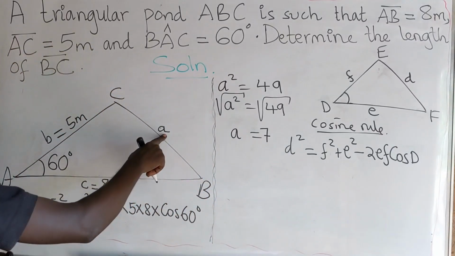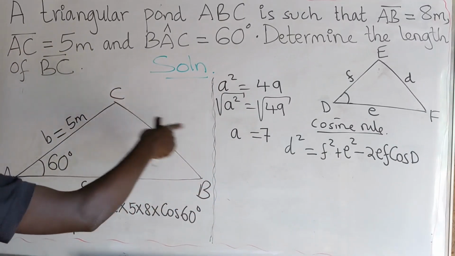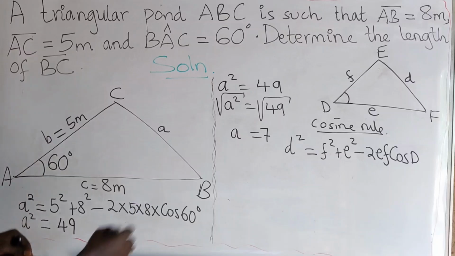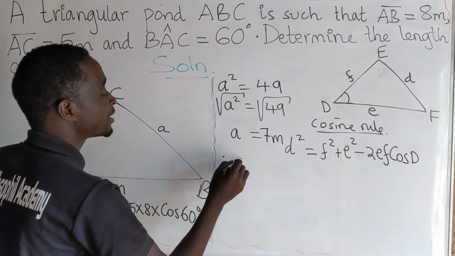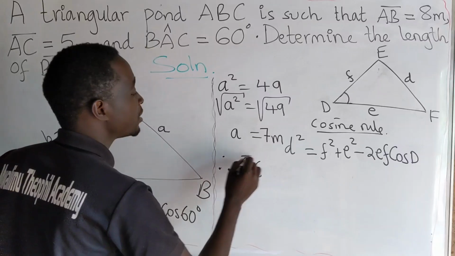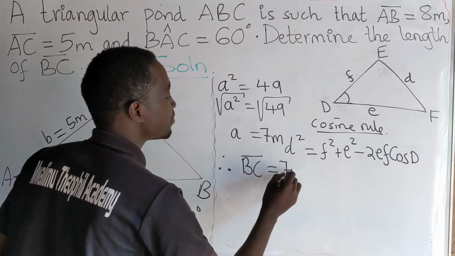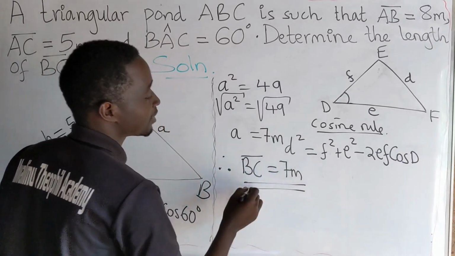Now, the answer for this side length BC is equal to 7, but in meters. Now it will be 7 meters. Therefore, we say that the side length BC is equal to 7 meters. This is the answer.